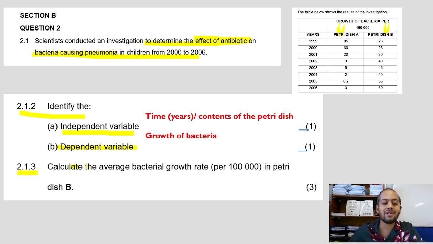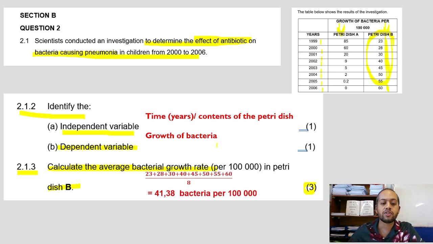2.1.3 asks us to calculate the average bacterial growth rate per 100,000 in petri dish B with 3 marks. So remember, you need to show your calculations. So we are looking at all the contents in petri dish B. Remember that when you calculate the average, you are adding all these values together, and you divide it by the number of values that there are. So if you count 1, 2, 3, 4, 5, 6, 7, 8, you add everything and you divide it by 8. Therefore you have 23 plus 28 plus 30 plus 40 plus 45 plus 50, 55 and 60 divided by 8.